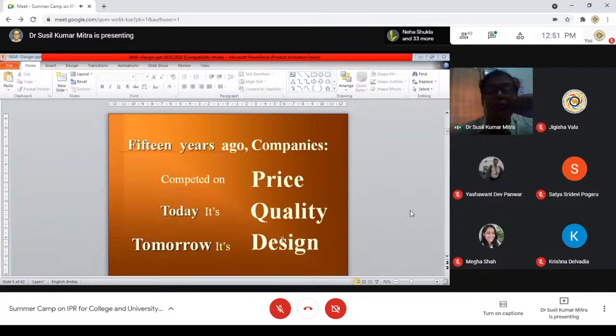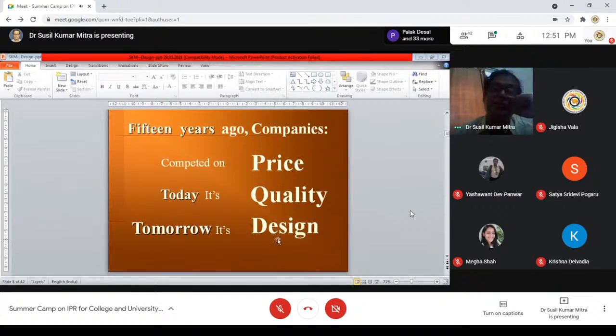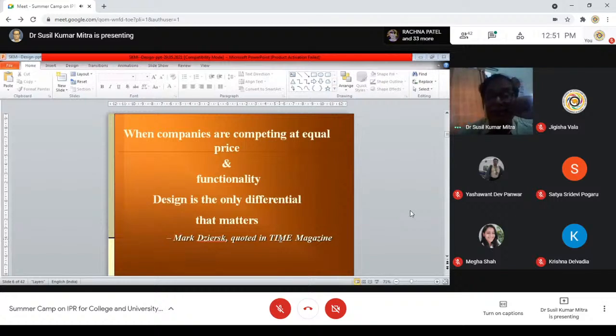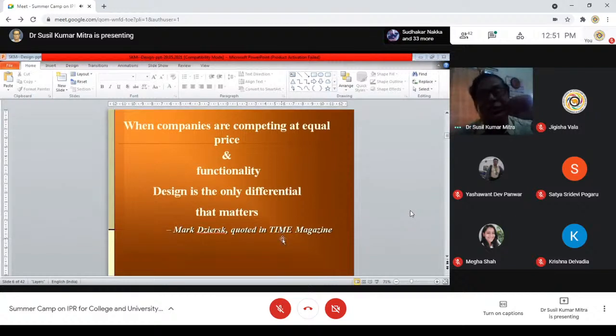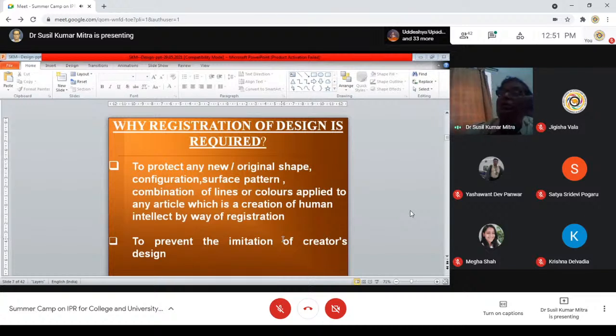So today we are thinking about quality, but tomorrow the market will be controlled by aesthetic beauty and design. So design is a good marketing tool for capturing the market and creating market leadership. There is a slogan in Time magazine: when companies are competing at equal price and functionality, design is the only difference that matters. So when the function is the same and the design is different, the best design is going to be selected by the customer. So you get a marketing opportunity if you can create a good design over the same product having the same function. Now I am coming to why registration of design is required.